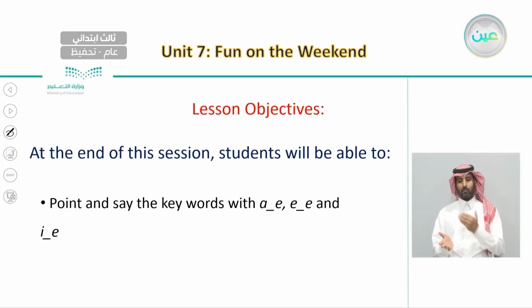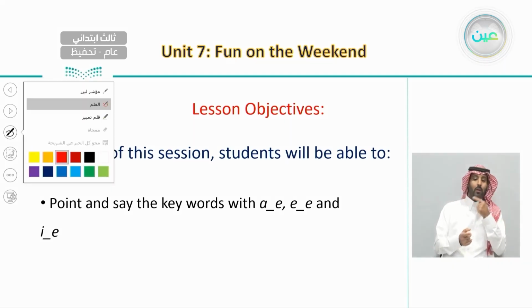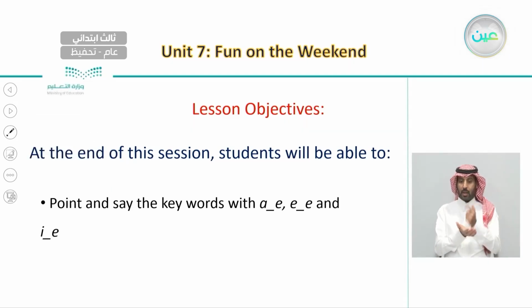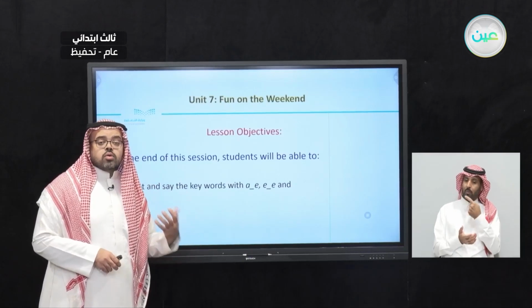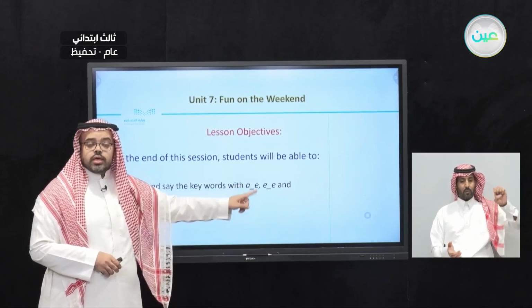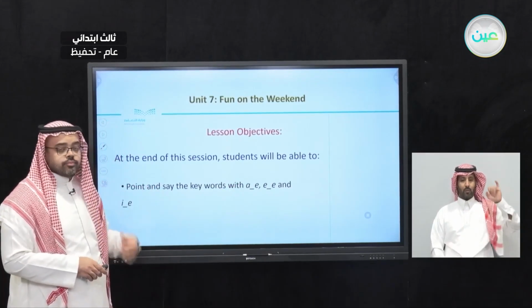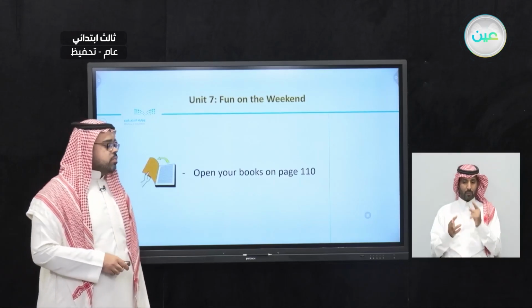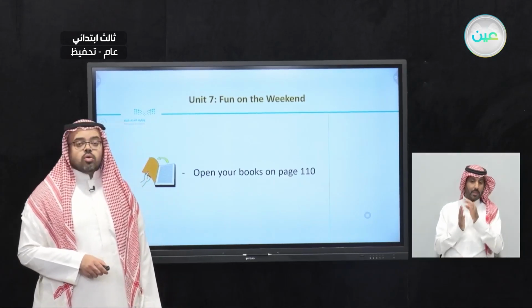Now, let's get to know our objectives in today's lesson. In today's lesson, we hope that at the end of this lesson, you will be able to point and say the keywords with AE or EE and also IE. So now we're getting to know and to pronounce words that have these letters AE and also EE and also IE. So to begin with, I would like you please to open your books on page 110.